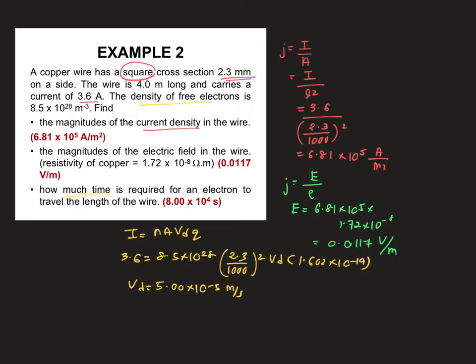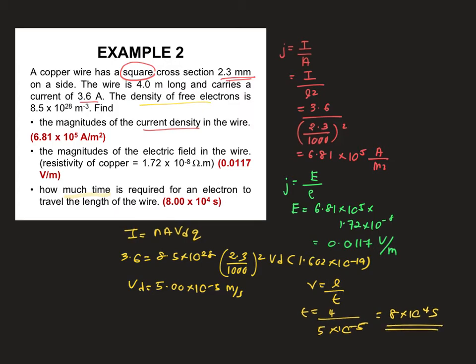From there you can find the time. We know that velocity is length over time. So time is going to be length, which is 4 meter, over the velocity, which is 5 power of negative 5. Therefore you get your answer as 8 power of 4 second. So that's how you do it.